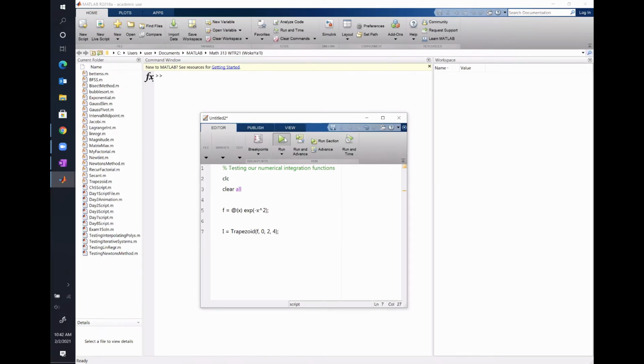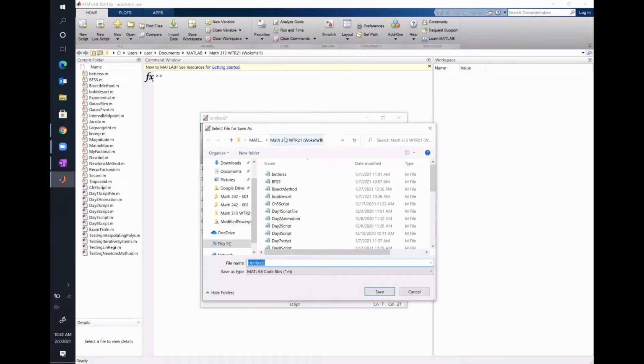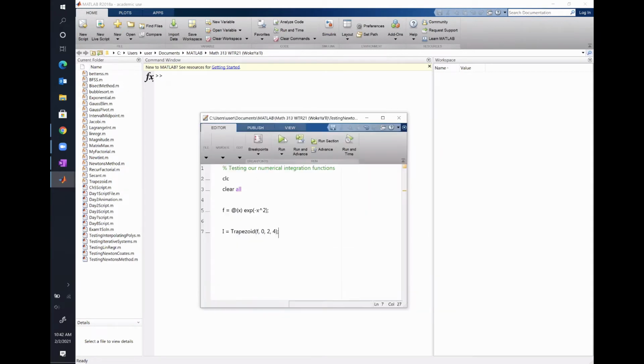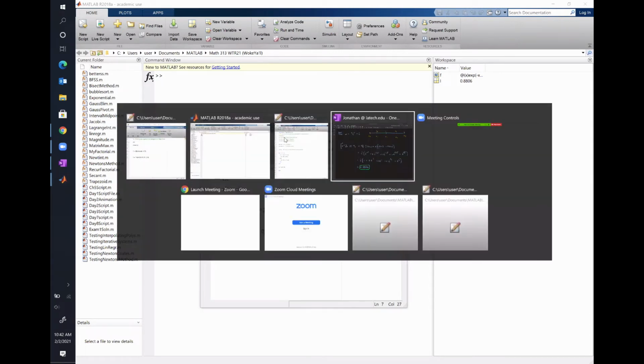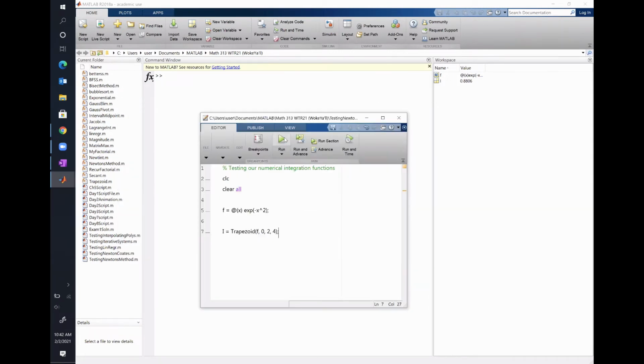So run, save it as testing Newton Cotes. 0.8806. Is that the same thing? Look at that. That's awesome.